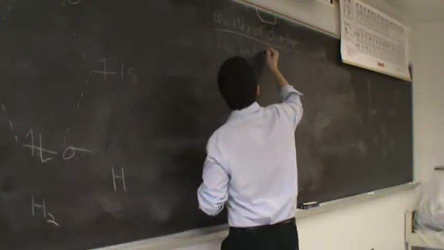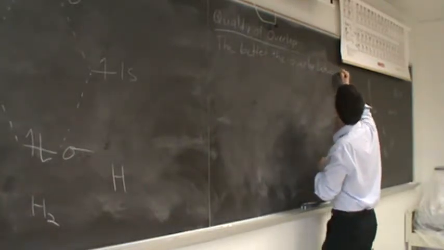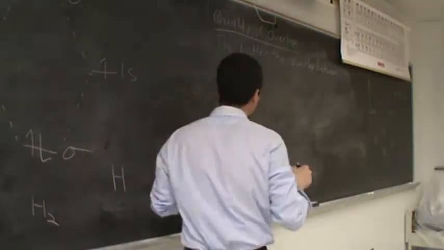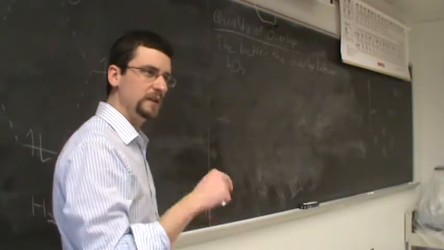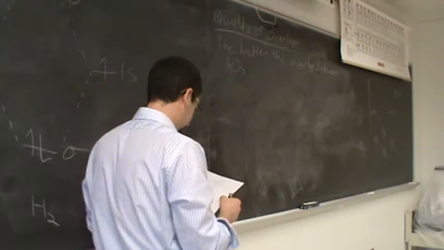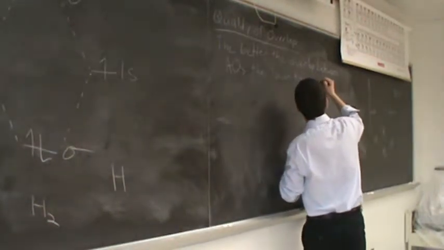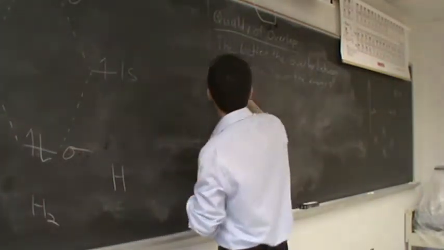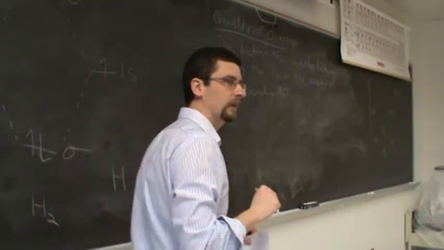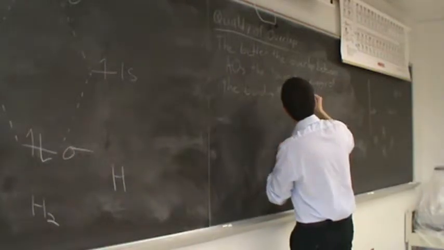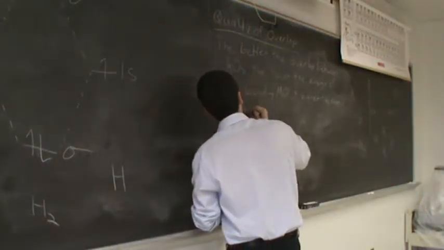So the better the overlap, what happens to the energy of the bonding MO? Is it going to increase, decrease, or remain the same? Decrease. Yep. The lower the energy of the bonding orbital, the bonding MO. What about the antibonding? Increase. Yep, it's going to go higher in energy. So the higher the antibonding goes.